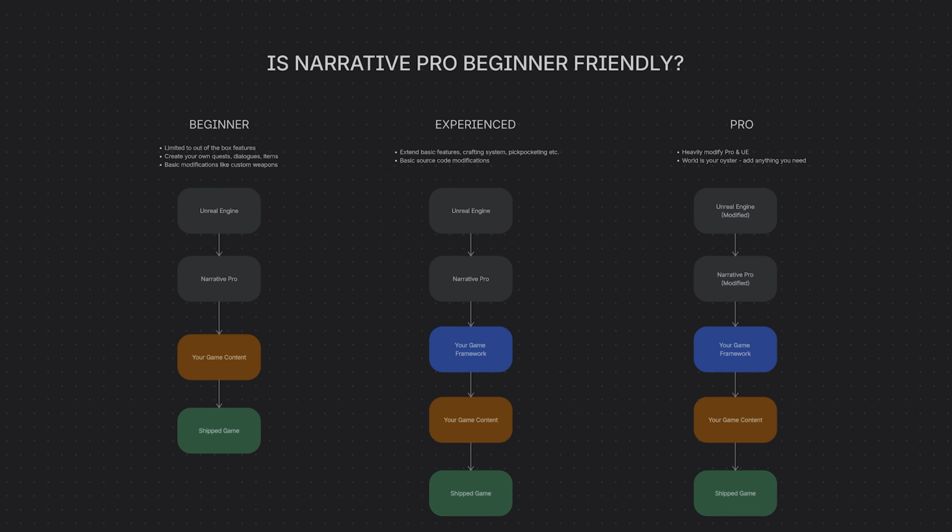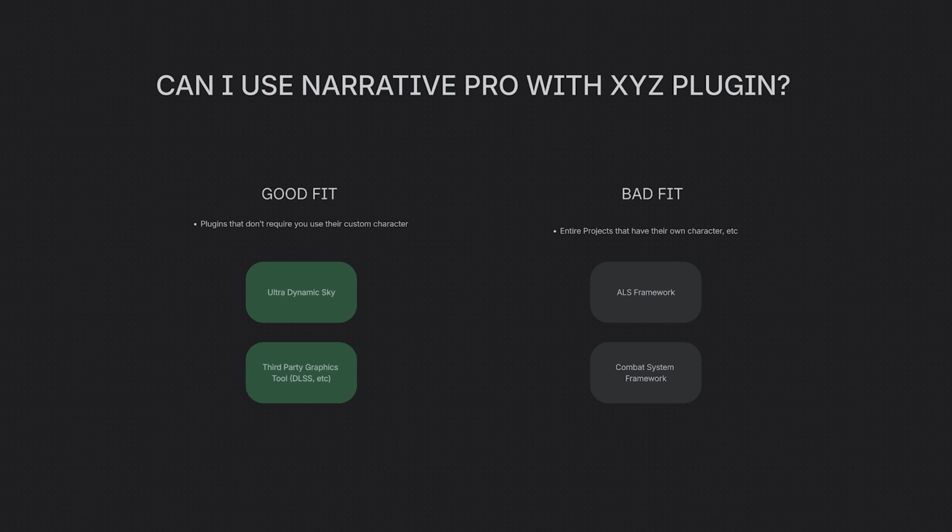A really common question, particularly from beginners, again, is can I use Narrative Pro with some other plugin? And the reason this is very tempting for beginners is beginners will think, well, I don't really have the skills to extend Narrative Pro and add the features that I want, but there's this other plugin, and if I combine it with Narrative Pro, then I will have the features that I want. And I know it's a very tempting idea, but in practice, this is very, very bad.